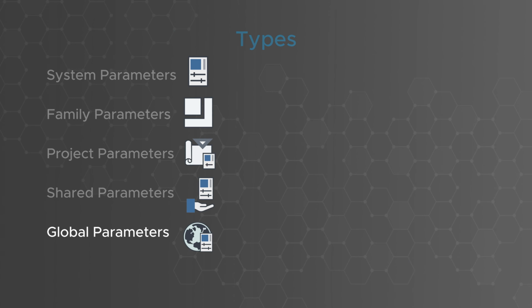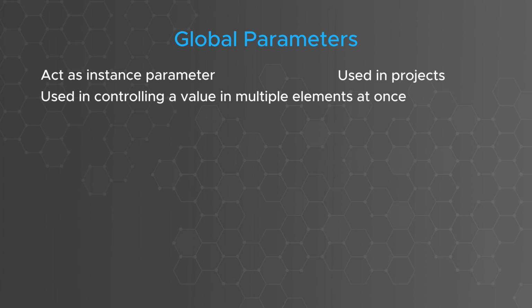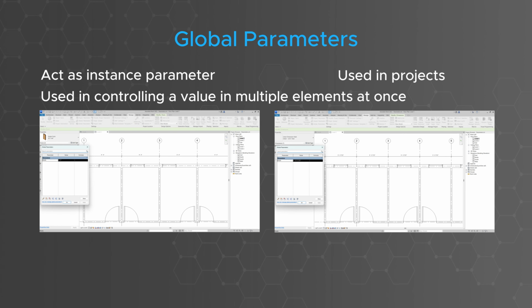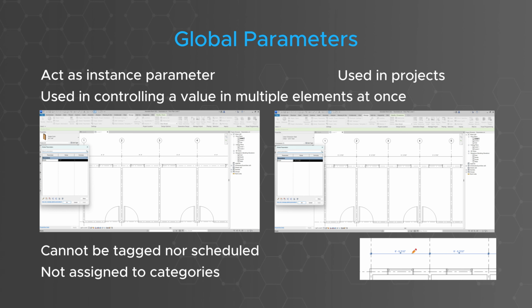Going through the 5th type, global parameter. As mentioned before, it's not type nor instance, and it's used only in projects. It is used in controlling a value in multiple elements at once, like this example. You know an element is assigned to a global parameter when this pencil appears upon selection. However, it cannot be tagged nor scheduled and not assigned to any categories.